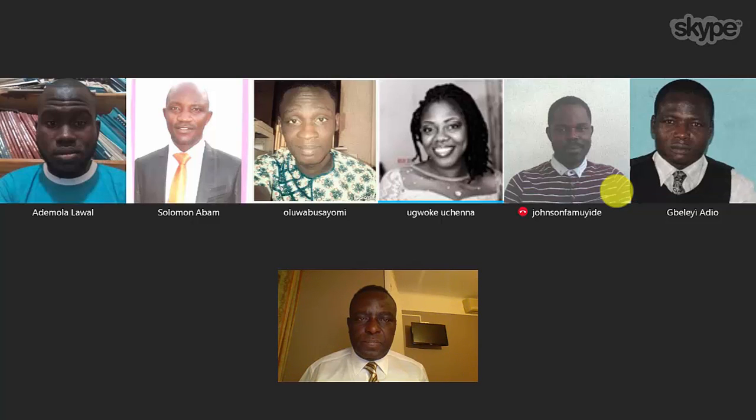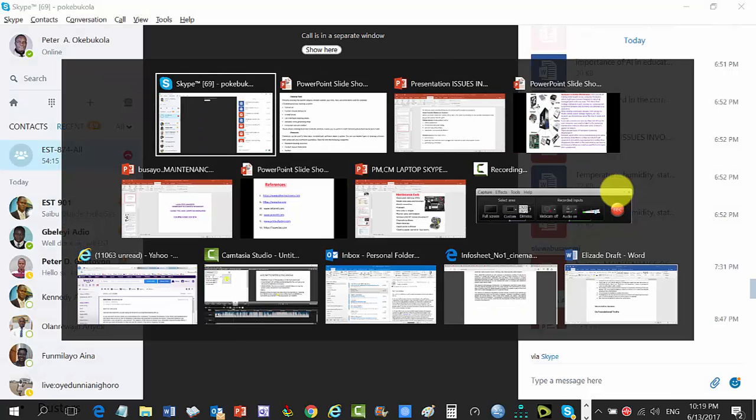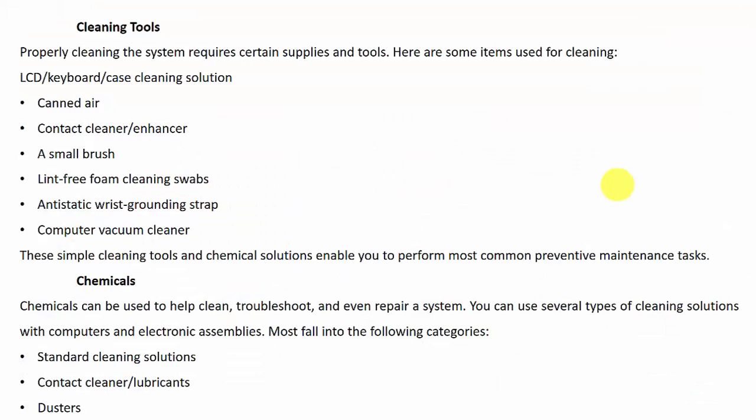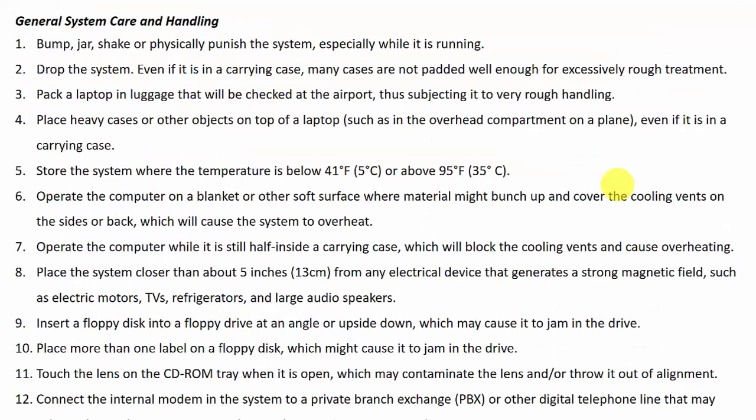Sorry, can you repeat that? He said if you're traveling, you should put your laptop where you have heavy equipment. I was wondering because that slide is very interesting. That particular slide, I just go to it. He said that general system care and handling: bump, jar, shake, or physically punish the system, especially while it is running.